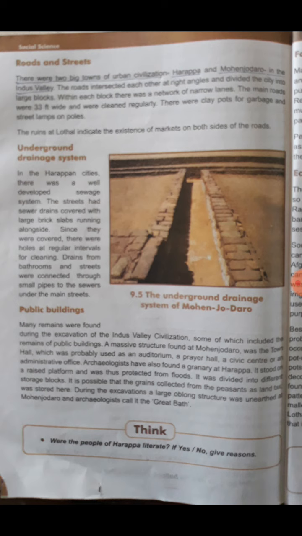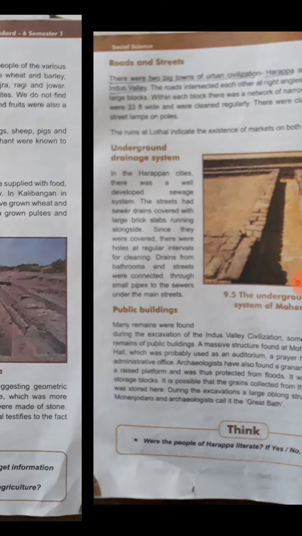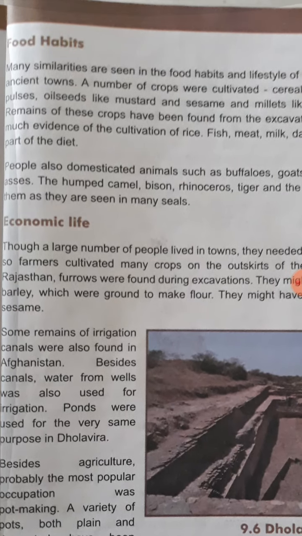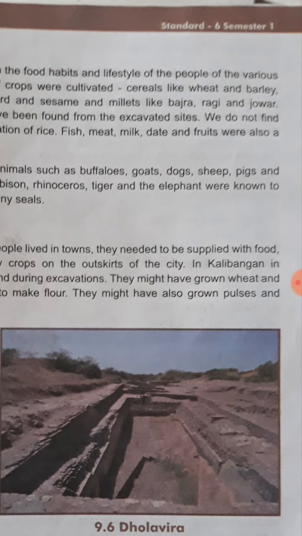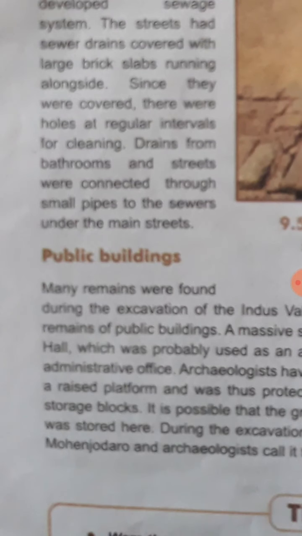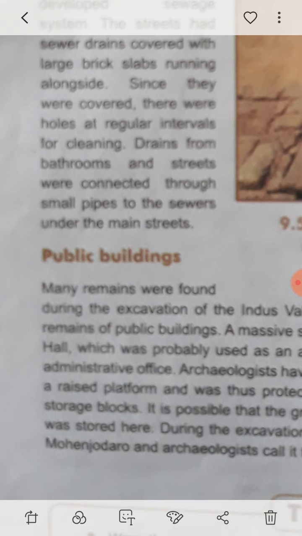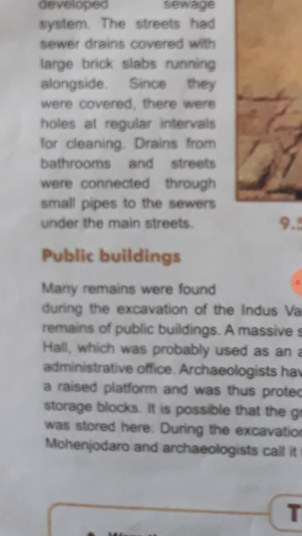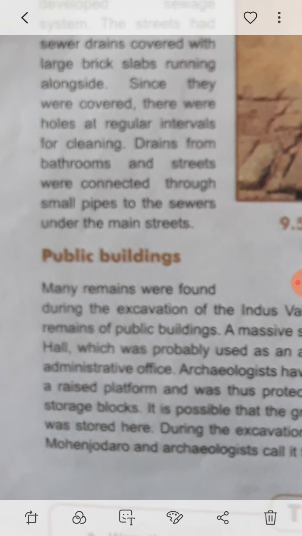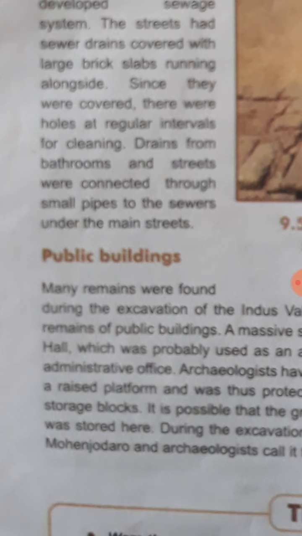Now, dear students, the next thing is public buildings. A massive structure found at Mohenjo-daro during the excavation of the Indus Valley civilization was the town hall, which was probably used as an auditorium, a prayer hall, a civic center, or an administration office.